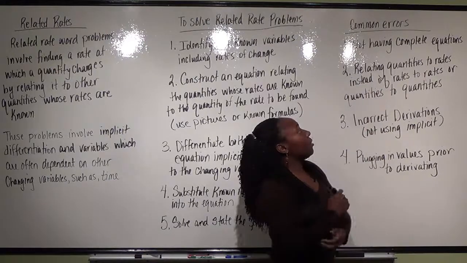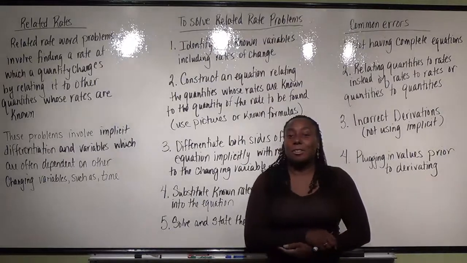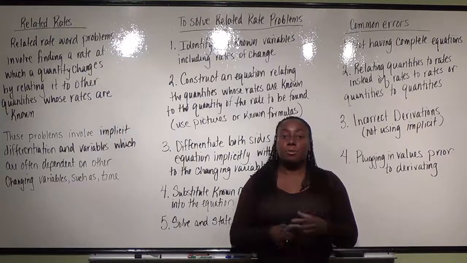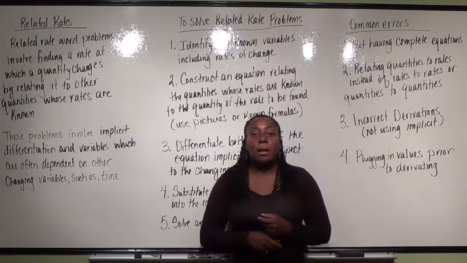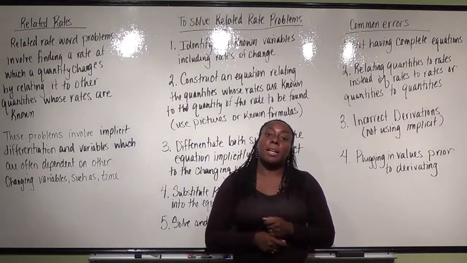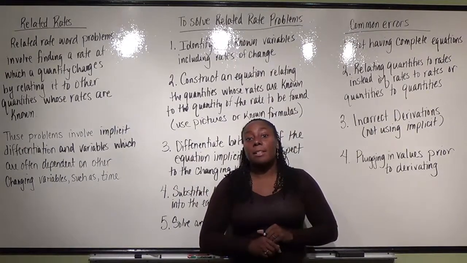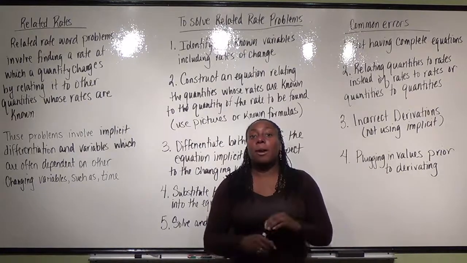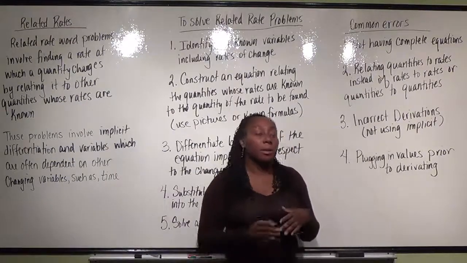Another error is relating quantities to rates instead of rates to rates, or quantities to quantities. That's just a fun bunch of words to say. But all I mean there is, if I'm thinking in terms of triangles or setting up my variables, one of the biggest errors is, for example, looking at two cars moving in different directions, and instead of relating their distance, I'm relating their miles per hour. So you want to make sure you're relating like quantities to like quantities.